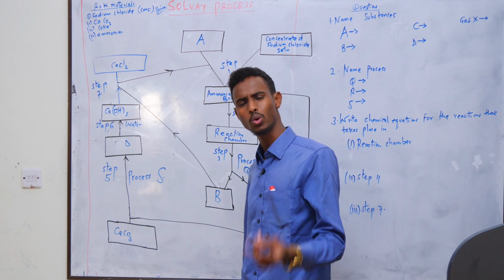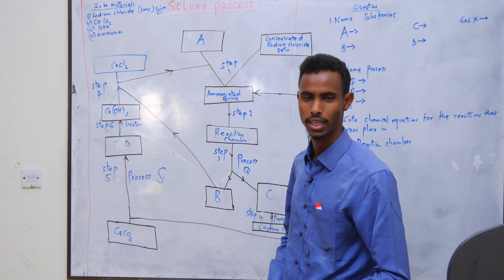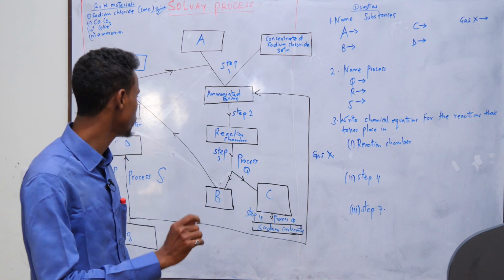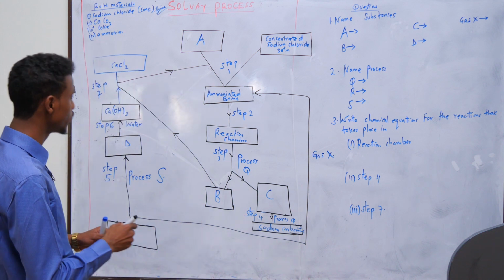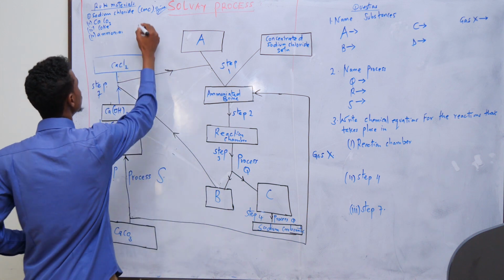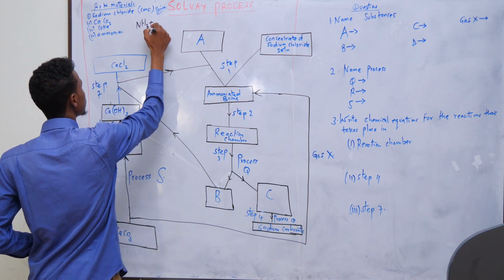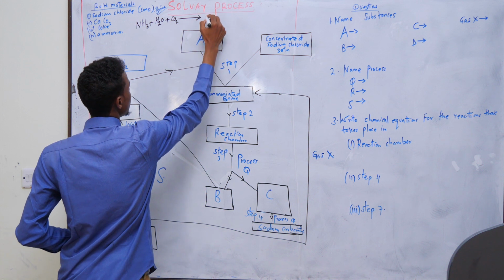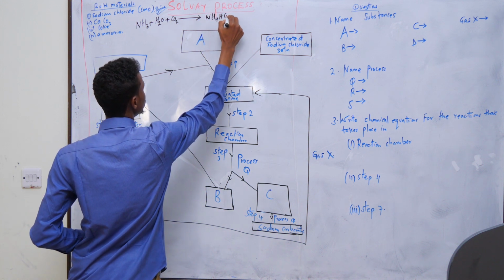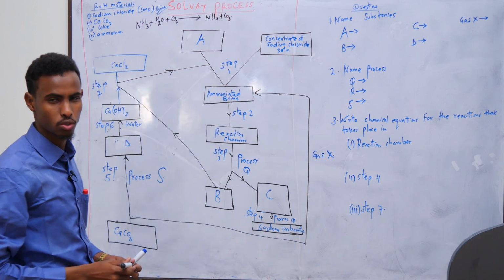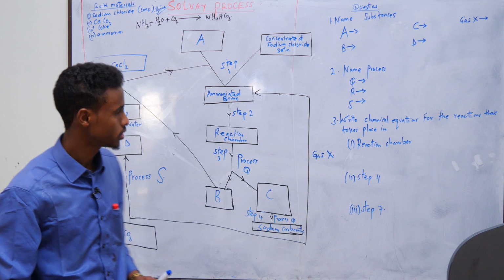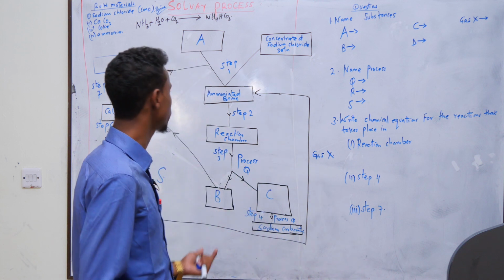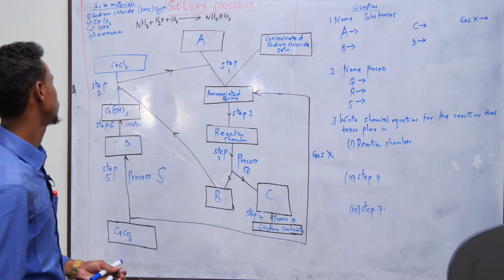Now in the carbonator, two reactions take place and one general equation summarizes them. Let's look at the equations that take place in the carbonator. Number one, we have ammonia plus water plus carbon dioxide to form ammonium hydrogen carbonate. That is one of the reactions taking place in the carbonator. Good. Another reaction is between the ammonium hydrogen carbonate and sodium chloride to form what? Let's look.